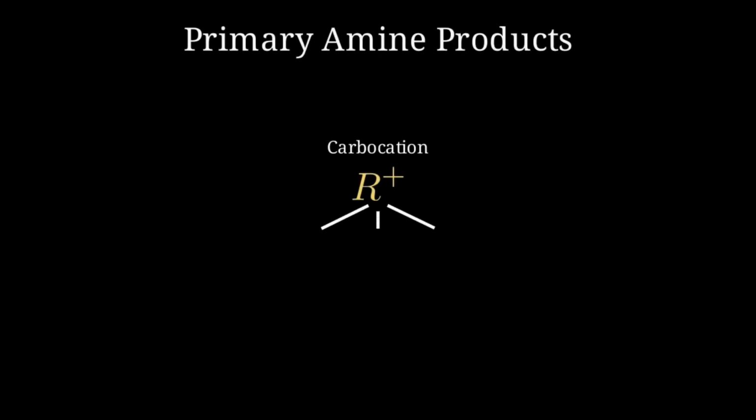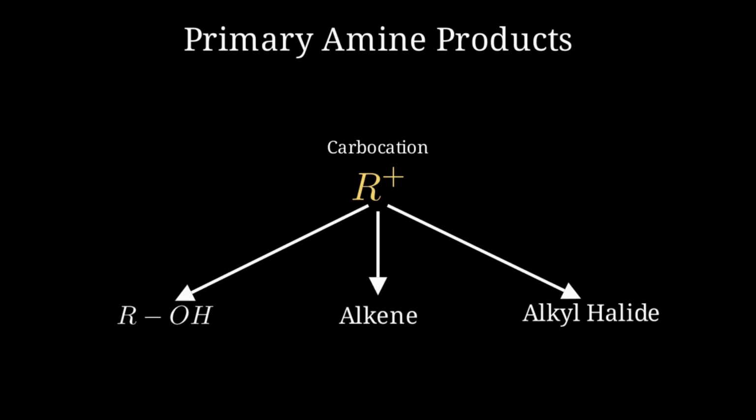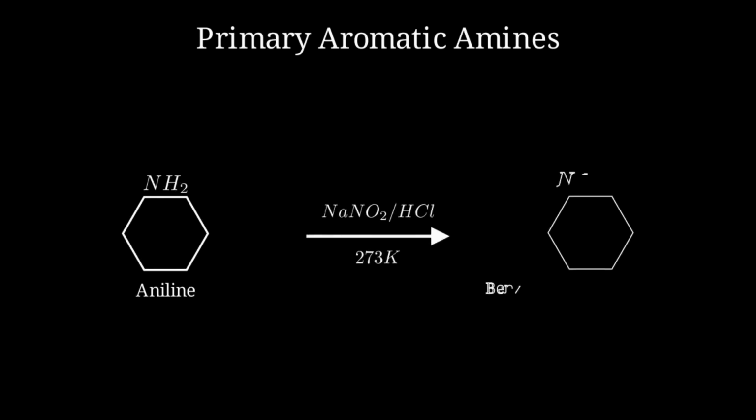The resulting carbocation typically reacts with water to form an alcohol as the major product. However, depending on the structure, you might also see the formation of alkenes or alkyl halides as secondary products of the reaction. Unlike aliphatic amines, primary aromatic amines like aniline form relatively stable diazonium salts at low temperatures. The positive charge is delocalized into the benzene ring through resonance, preventing immediate decomposition into nitrogen gas.